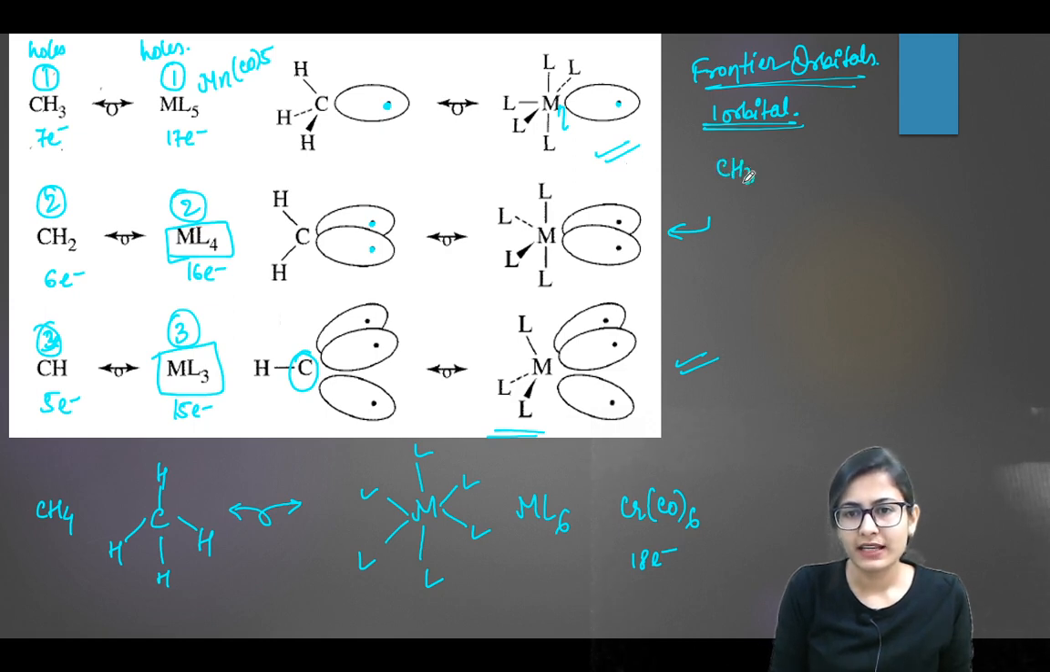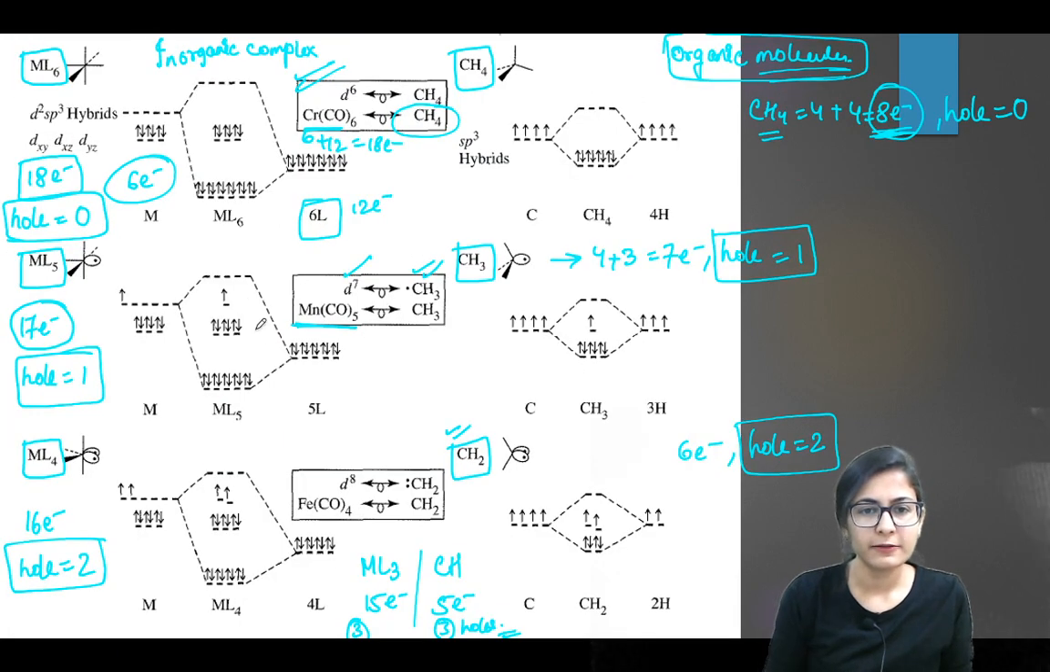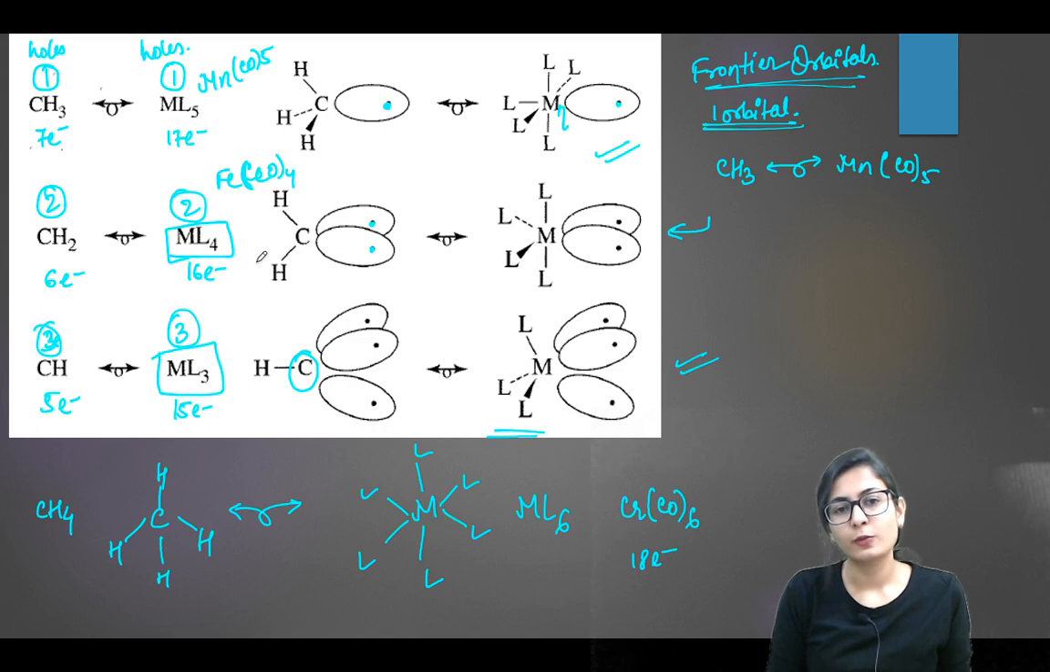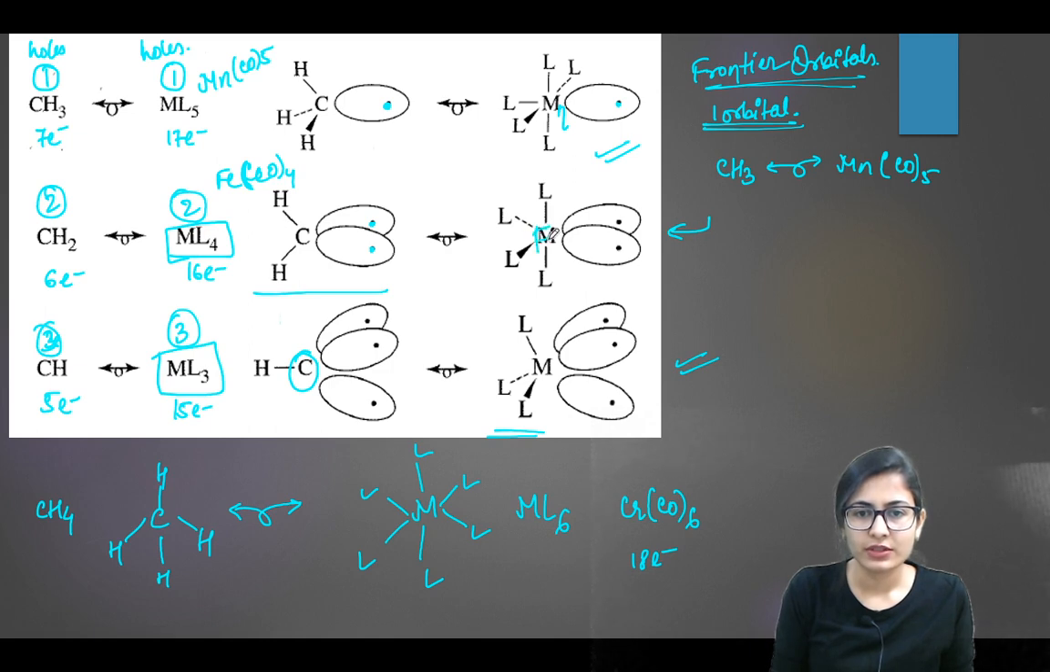So you can say that CH3 is once again isolobal to manganese pentacarbonyl, because both of them bring forward only one frontier orbital for bonding. Similarly for ML4, we had iron tetracarbonyl, which is isolobal to CH2. CH2 is like this, and for iron tetracarbonyl you just have to write Fe over here, and like this it is again isolobal to CH2.